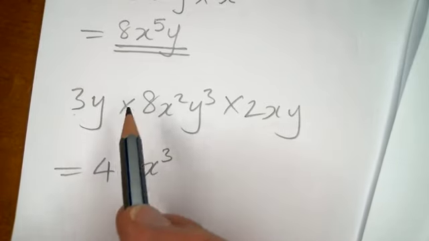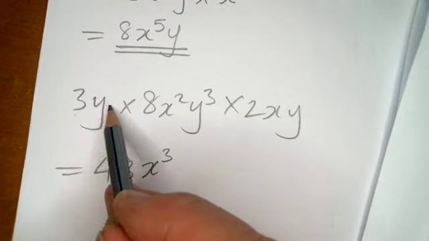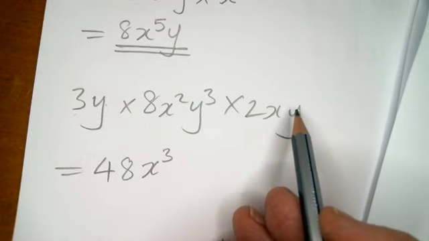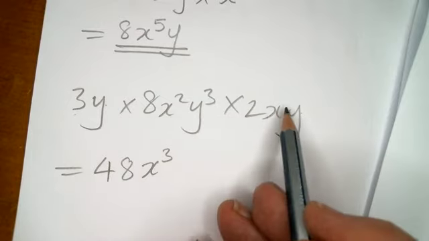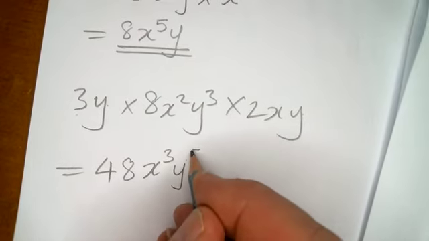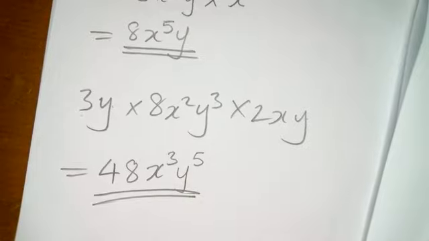And then I've got y's. I've got a y to the 1, a y to the 3, and another y to the 1. So I've got 3, 4, 5. So it's going to be y to the 5. And there is my solution.